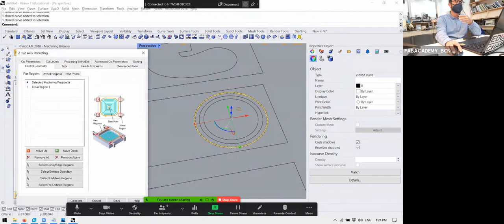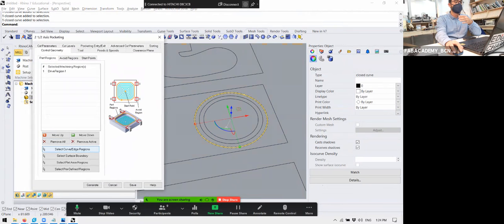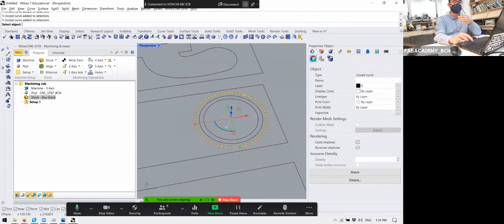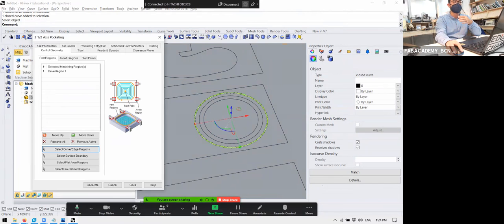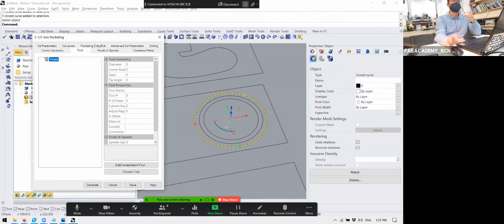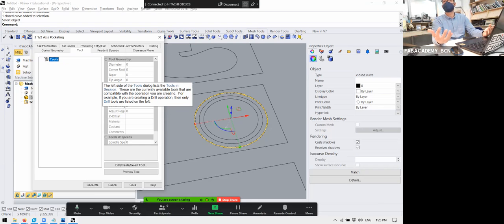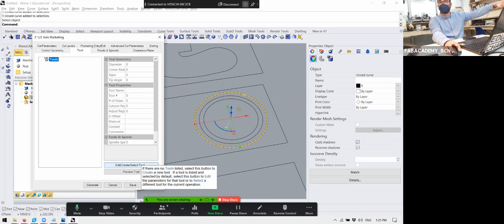Okay. We select the region, select curves. I have selected, I click enter, and it's selected. It's this one. Perfect. Then let's go to the tool. It's asking, okay, what tool are you going to use? In this case, we need to create the tool. In this computer, the tools are already saved. We just need to select them.